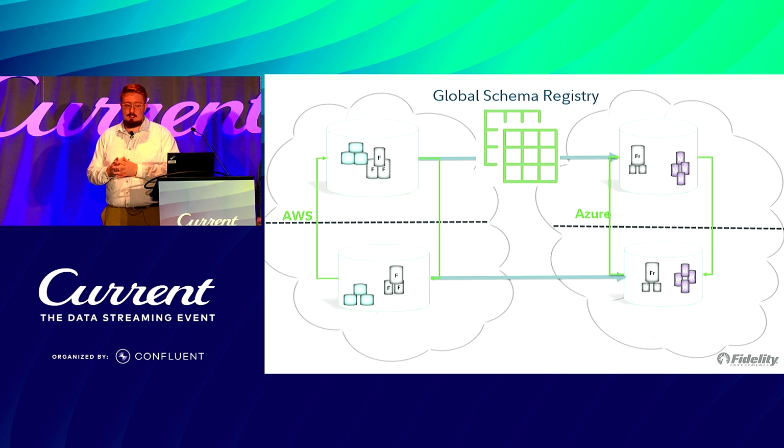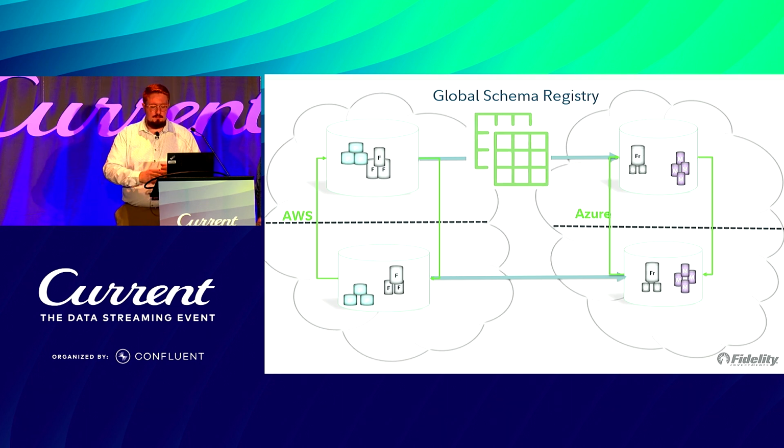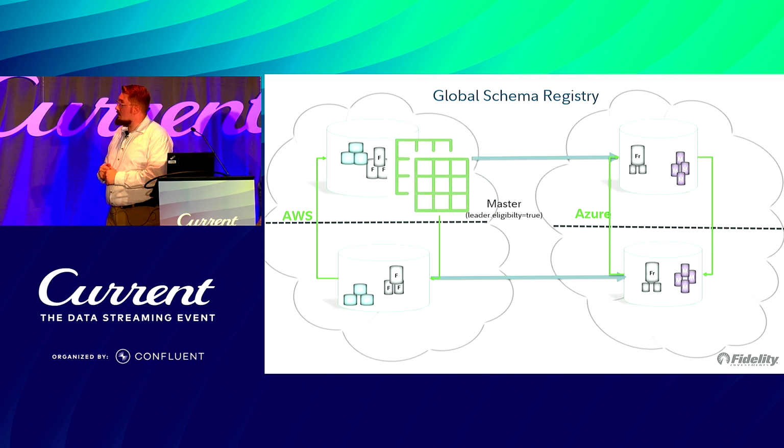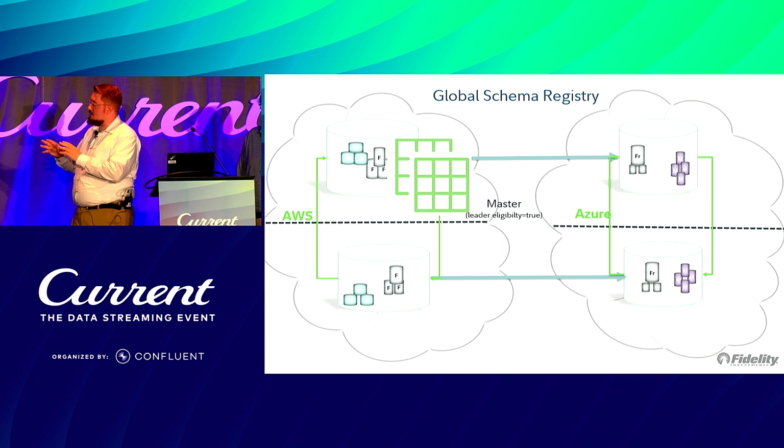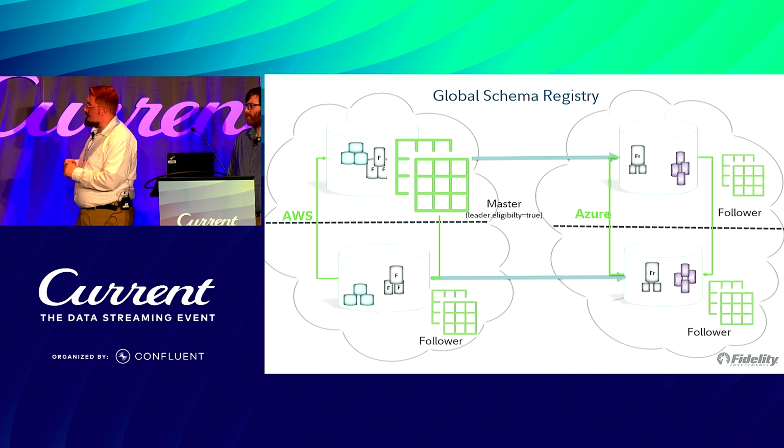Well, there's two ways to tackle this issue. We could either replicate the schemas across from one CSP to the other using something like schema linking, or we could go a little bit simpler with what we call a shared global schema registry. So we took the second approach, and we put the leader, the master, in the most used region in AWS, right? So we put that there, just to make it the easiest place to read and write to. And then we're going to put the followers in all of the instances here, and that would be leader eligibility false on these.